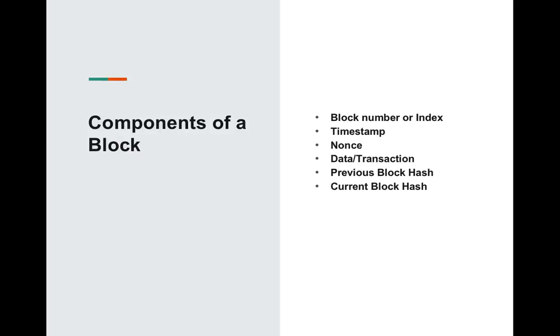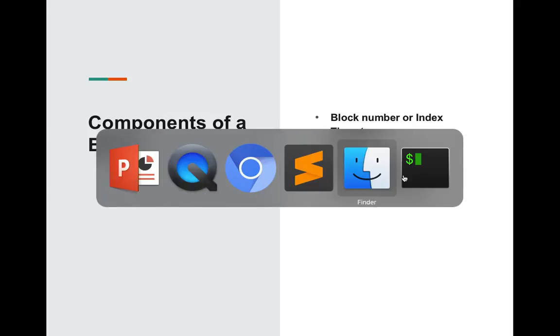Let's get into the details of a block. A block has a block number or an index, a timestamp, nonce or proof of work, data or transaction, previous block's hash, and the current block's hash. Let's now skip to the demo.